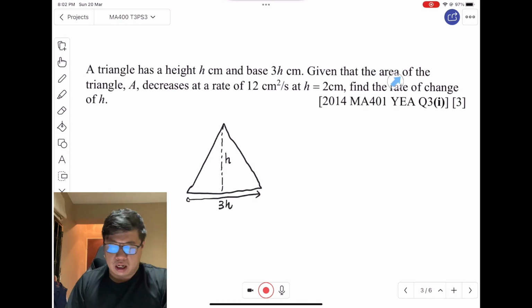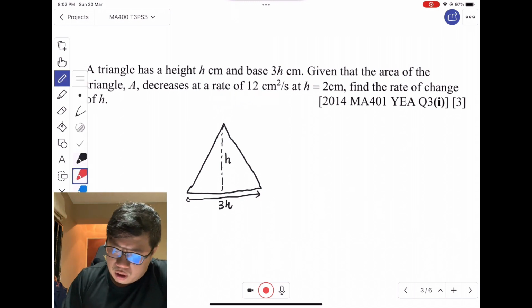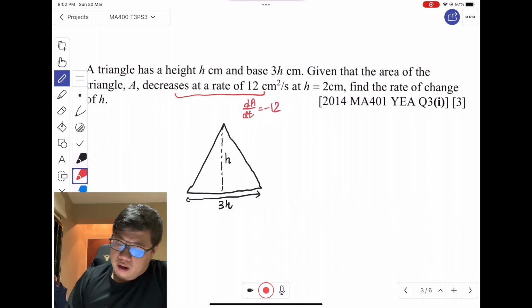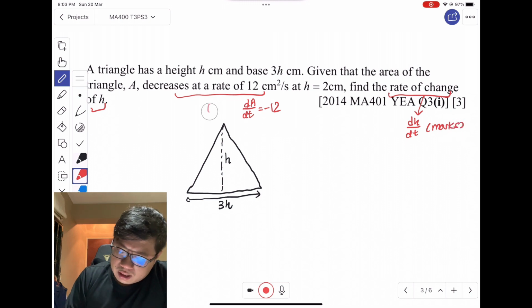Now, given that the area of the triangle decreases at a rate of 12 cm squared per second, it's trying to tell you that basically from here, dA/dt is equal to negative 12, right? And here, we are asked to find the rate of change of h. So the one that gives us the marks would be dh/dt. And the one that's given would be dA/dt.